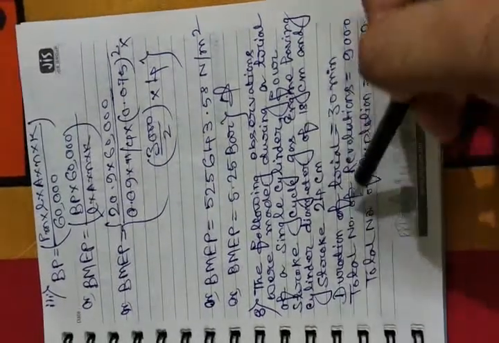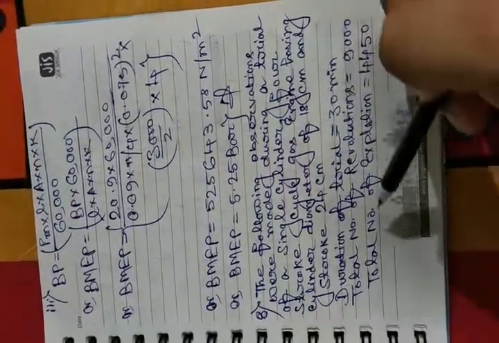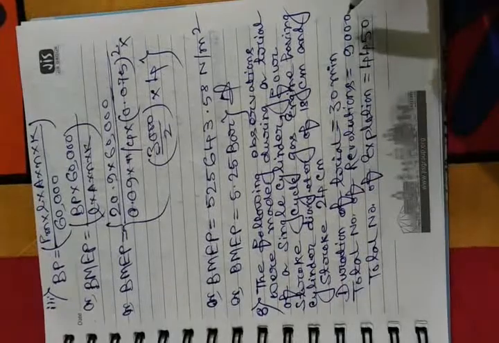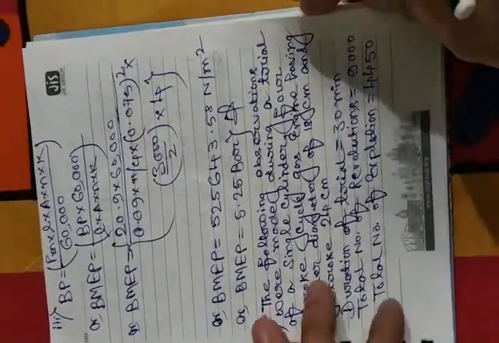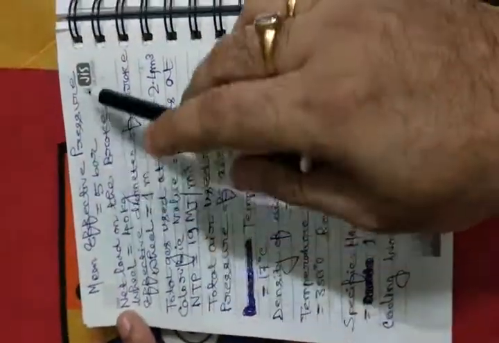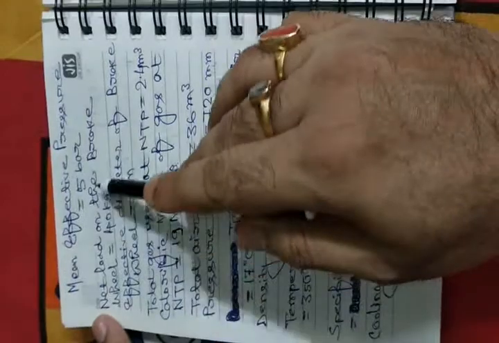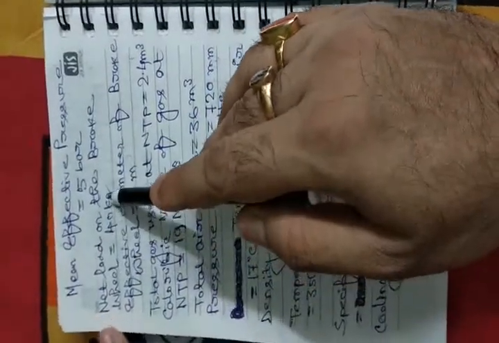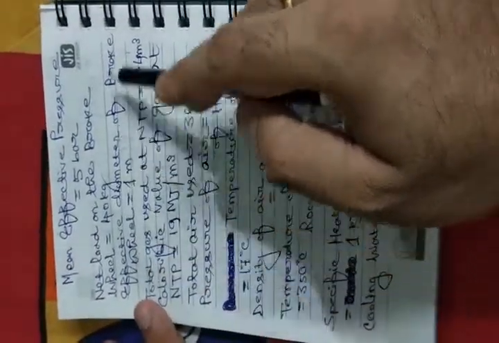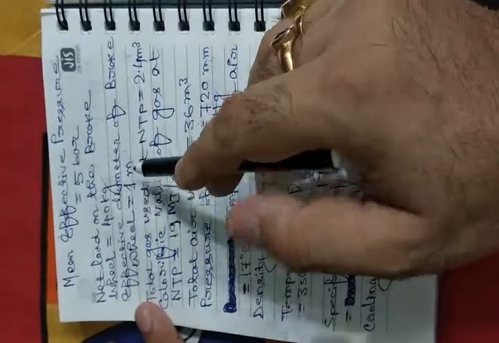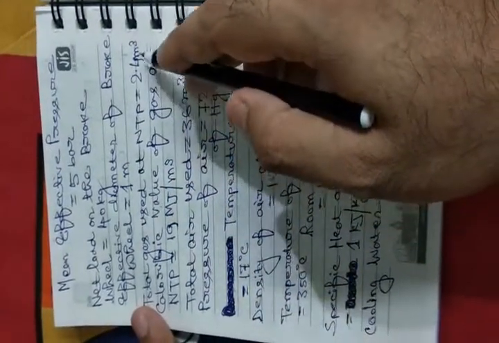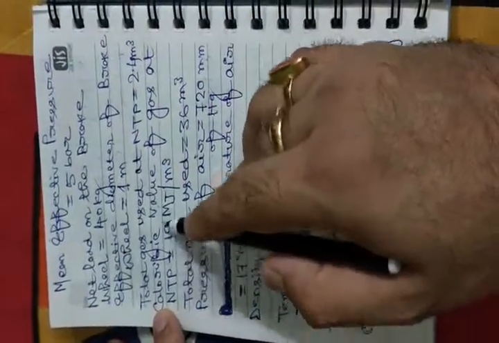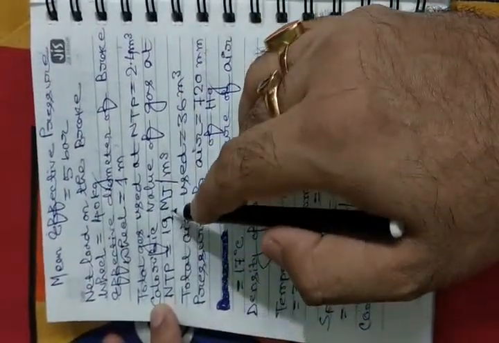Duration of trial is 30 minutes. Total number of revolutions 9000. Total number of explosions 4450. Mean effective pressure 5 bar. Net load on the brake wheel is 40 kg. Effective diameter of brake wheel is 1 meter. Total gas used at NTP is 2.4 meter cube. Calorific value of gas at NTP is 19 megajoule per meter cube.